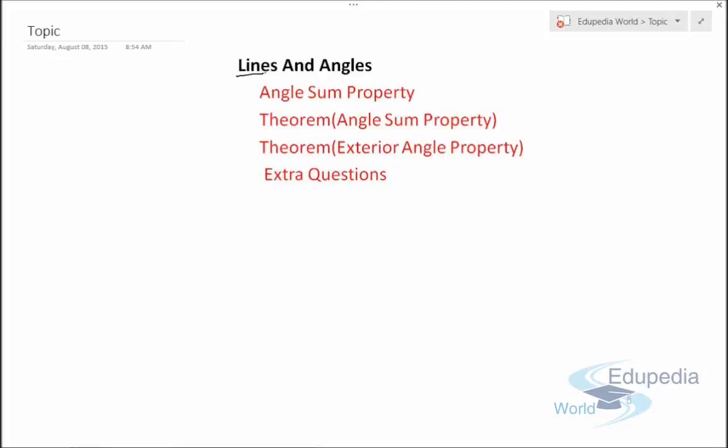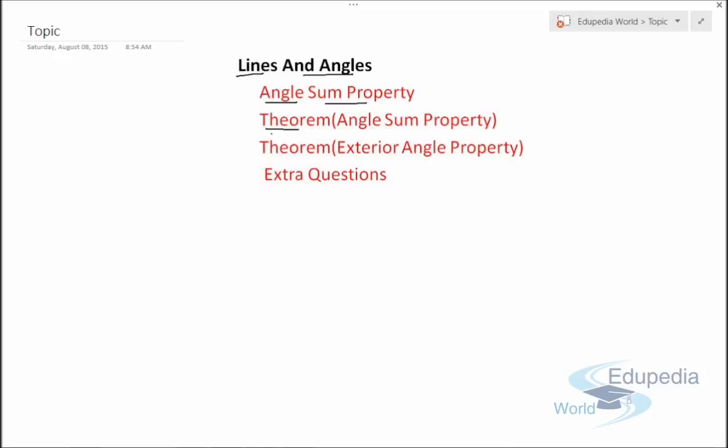You're watching the videos on lines and angles. So in this video we'll discuss the angle sum property that you have studied in previous classes, also in class 8th or 7th standard, that the sum of angles of a triangle is equal to 180 degrees. Then we'll discuss the theorem related to angle sum property, and we'll also discuss the proof of the theorem.